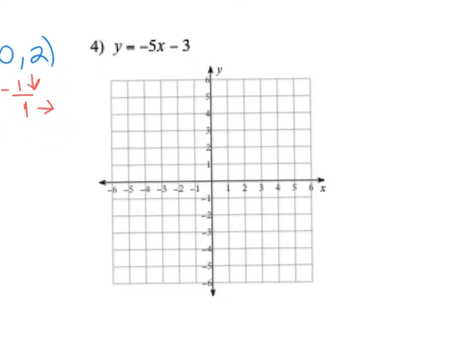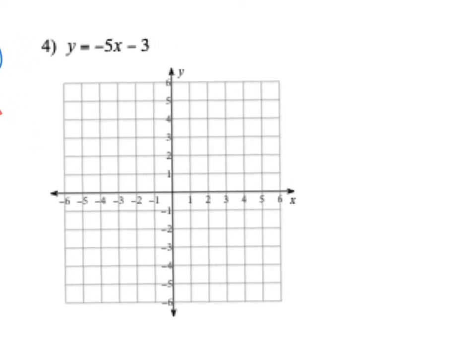Okay, so let's try number 4. Y equals -5x minus 3. For this line, my b is -3, so I'm going to begin at 0, -3. Slope-intercept form is y equals mx plus b. You could also think of it as y equals mx minus b if your b is negative. My slope is in front of my x, which is -5.